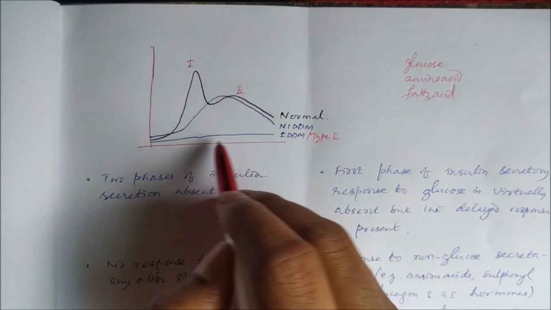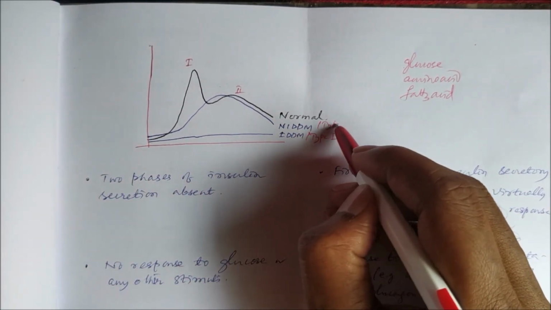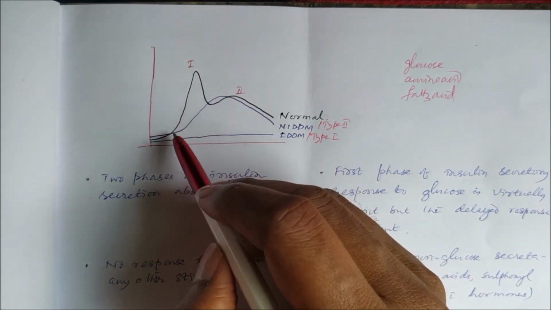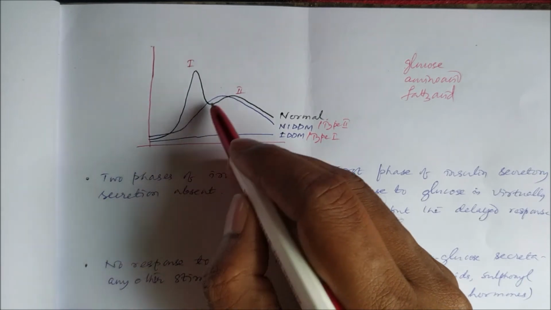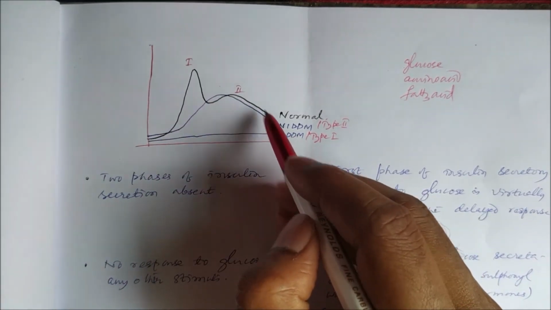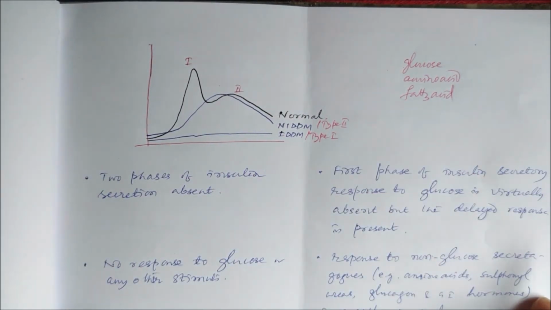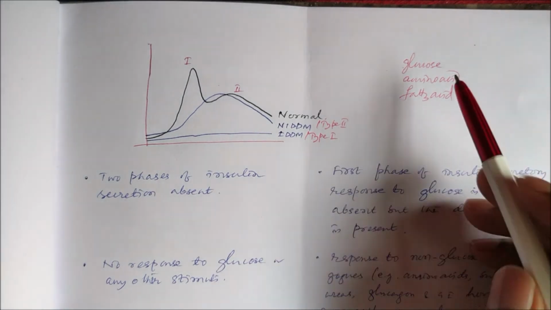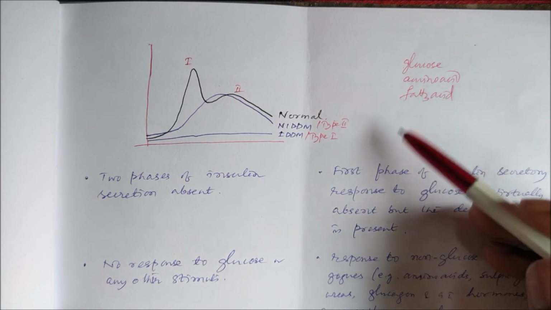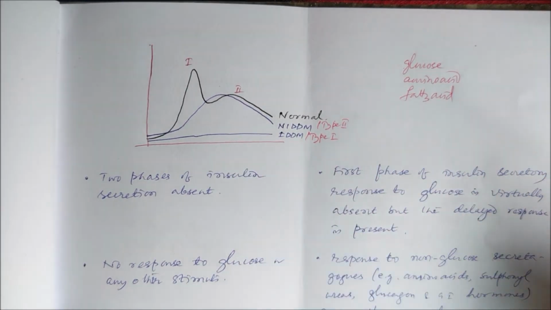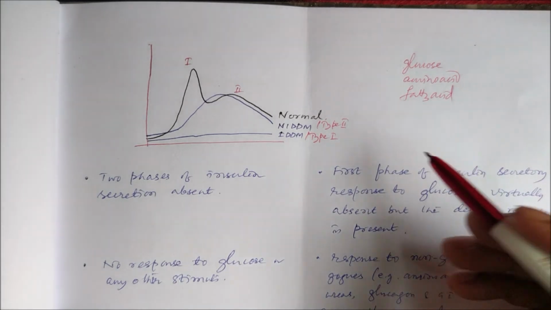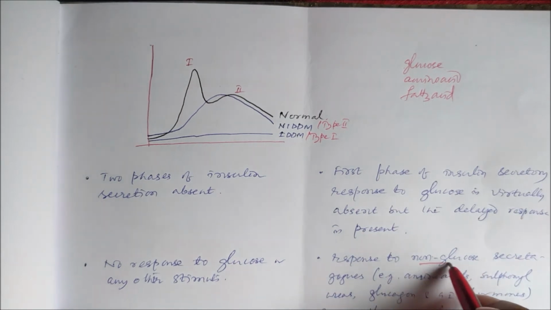This is the graph for type 1 diabetes mellitus. But for type 2 diabetes mellitus, the first phase is absent. There is no stored insulin, only synthesized insulin is available. So phase 2 is present, but phase 1 is absent in case of type 2 diabetes mellitus. So in response to any stimuli, glucose or amino acid or fatty acid, there will be no response in case of type 1, whereas response to any non-glucose secretagogues is normal. That is amino acids, the sulfonylureas, glucagon, the gastrointestinal hormones like incretins. So for them, this is normal.